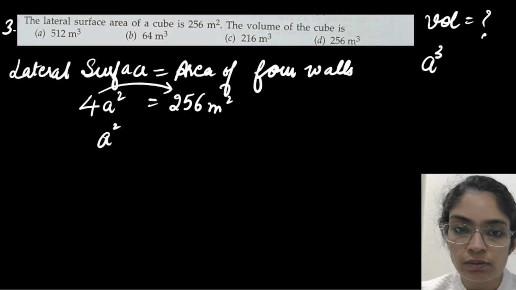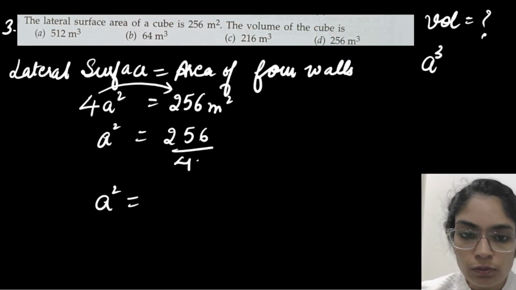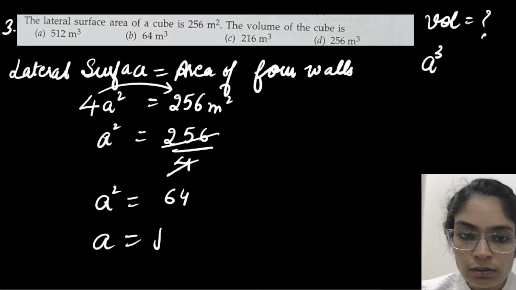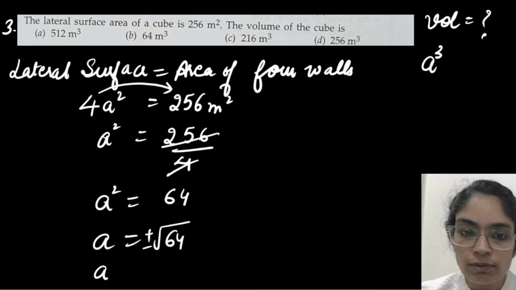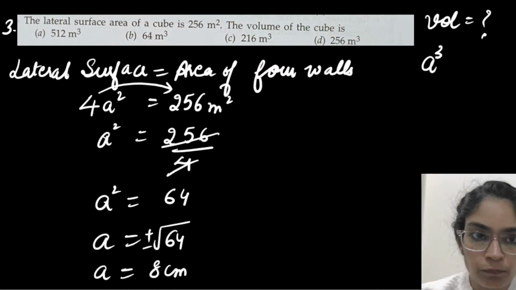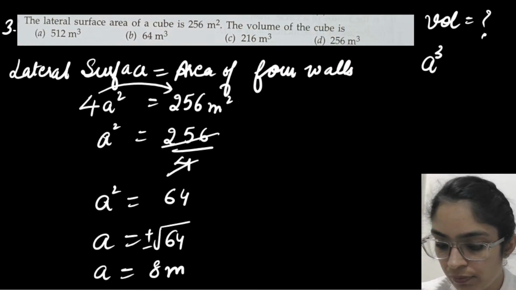4 will shift first of all to the other side. So 256 by 4. Then a square is equal to, this we can do cancellation, 64. Then a's value is root 64. Root 64 means plus and minus, but we will consider only the positive value. So a is equal to positive 8 meter. We found the value of a.